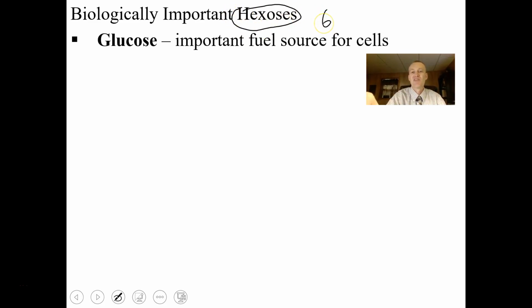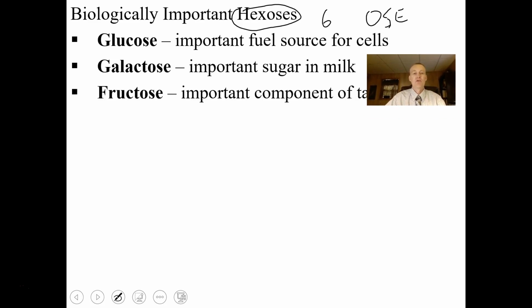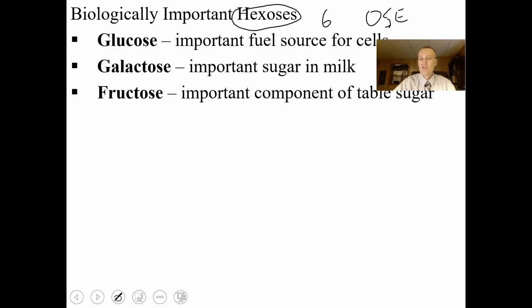Hex means 6, and then the root -ose means sugar. These are sugars with 6 carbons in them. So glucose is a very, very important fuel source. That's all your brain runs on. Galactose is an important sugar that you might find in something like milk. And then fructose is found in just about everything we eat.